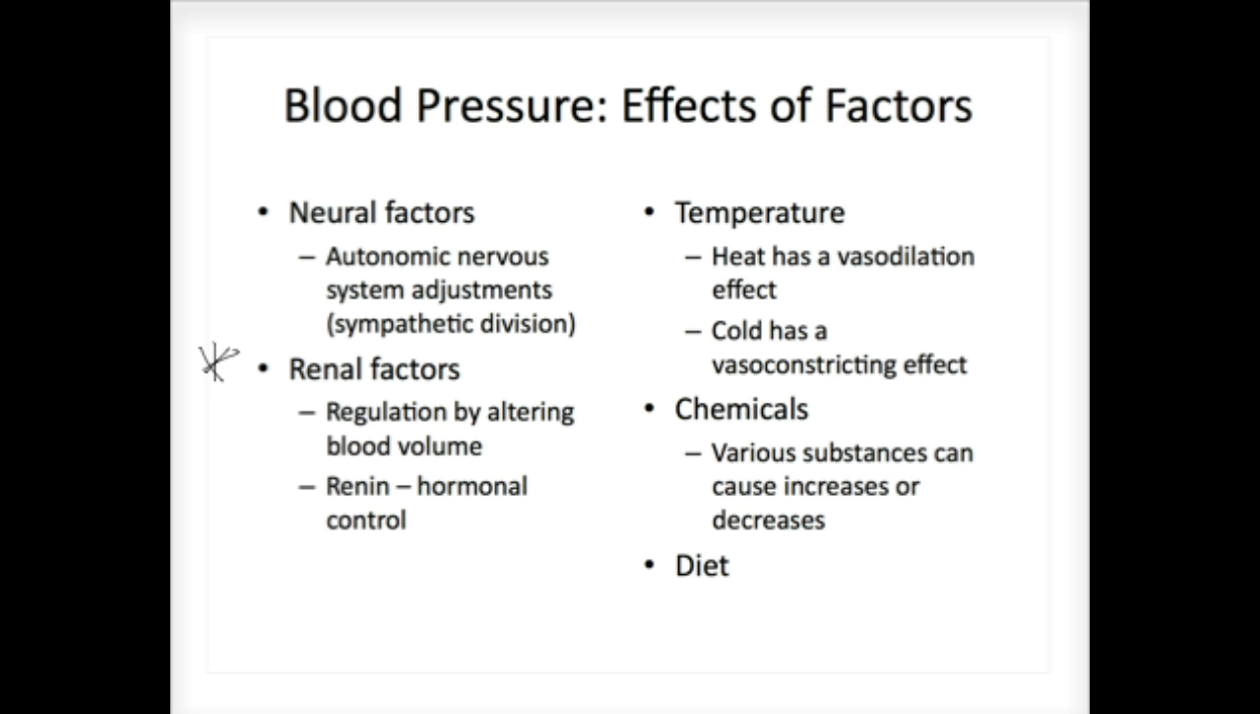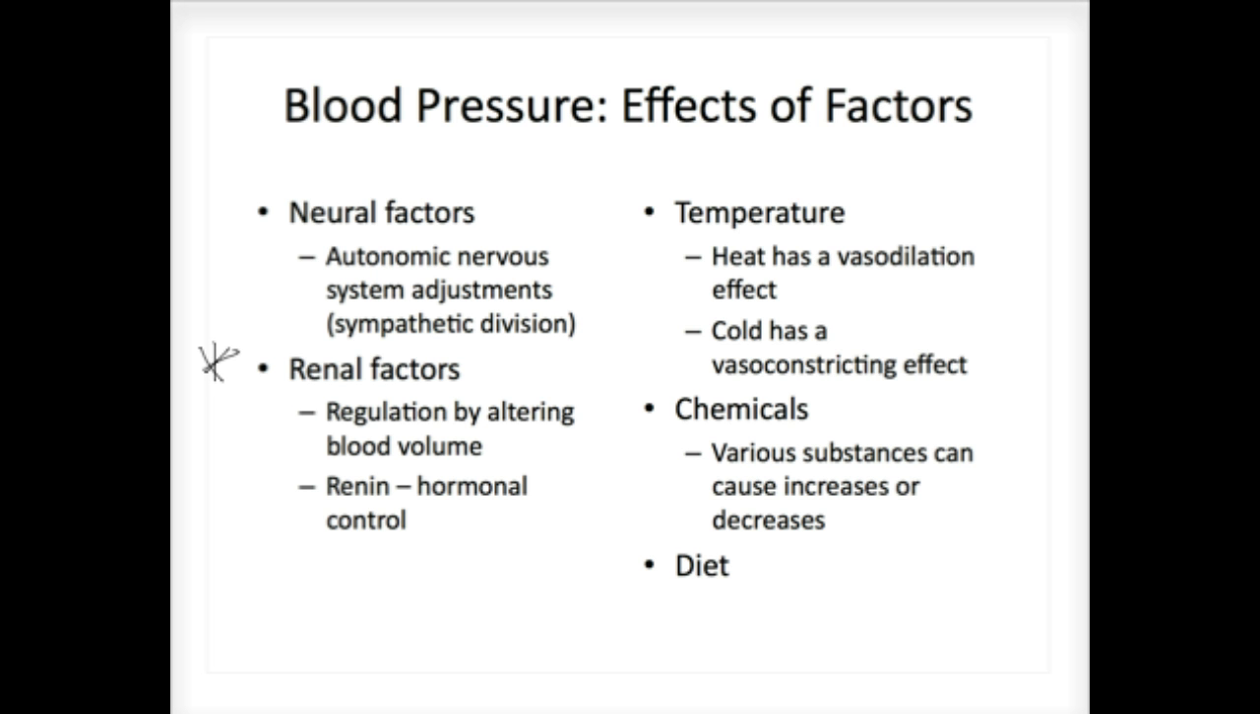Now, other factors include neural factors. In other words, we looked at how the nervous system can control the heartbeat. The heart beating and the amount of blood that I am moving impacts my blood pressure. Temperature is going to impact blood pressure, whether you have vasodilation or vasoconstriction. And then different chemicals can have an impact on increasing or decreasing the blood pressure.